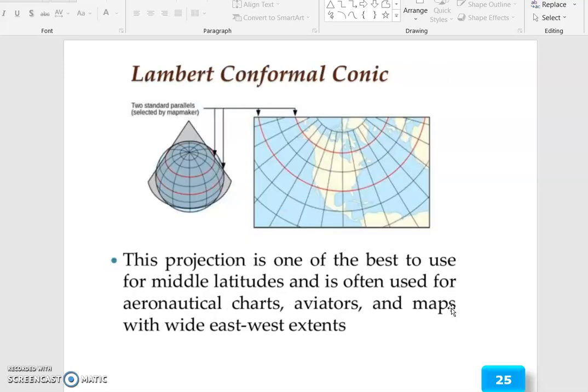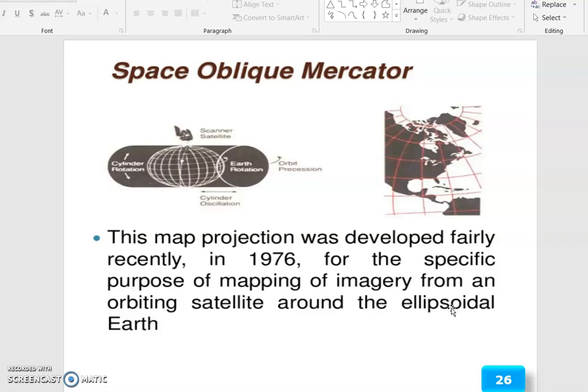The Lambert conformal conic. See the picture representation. The projection is one of the best to use for middle latitudes, and it is often used for aeronautical charts and maps with wide east-west extents. Two standard parallels are selected by map makers. The space oblique Mercator: this map projection was developed fairly recently, in 1976, for the specific purpose of mapping imagery from an orbiting satellite around the ellipsoid earth.